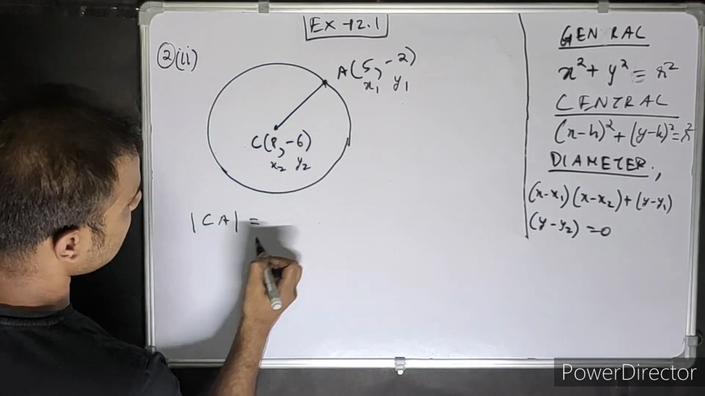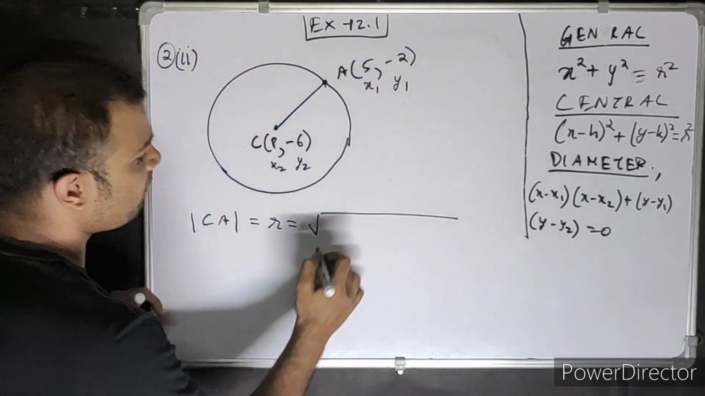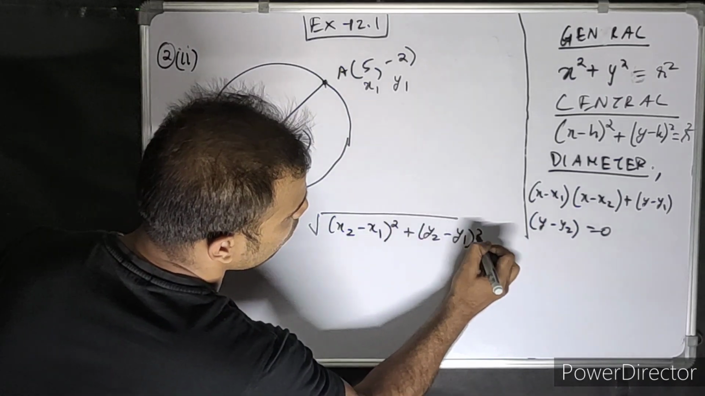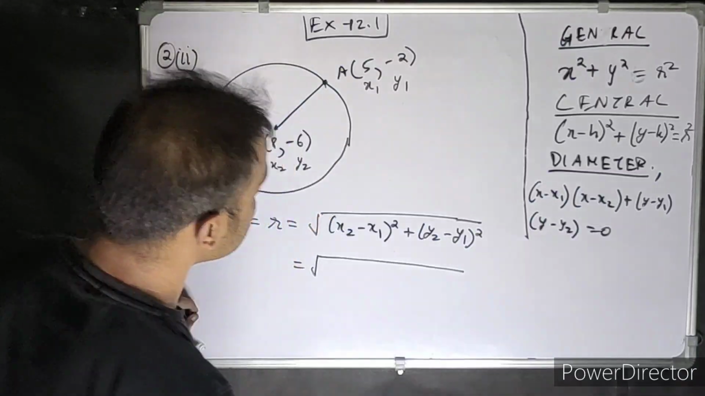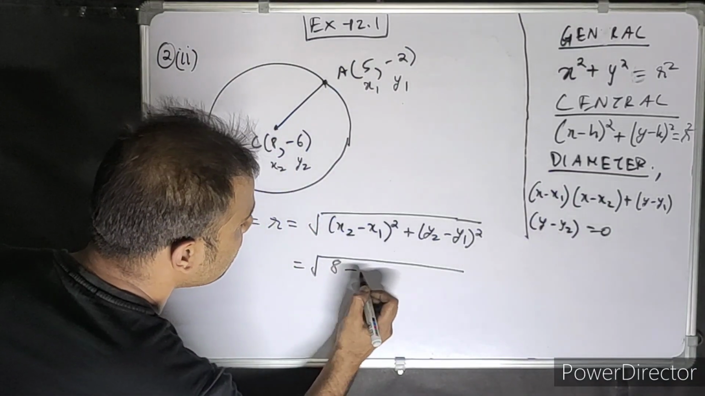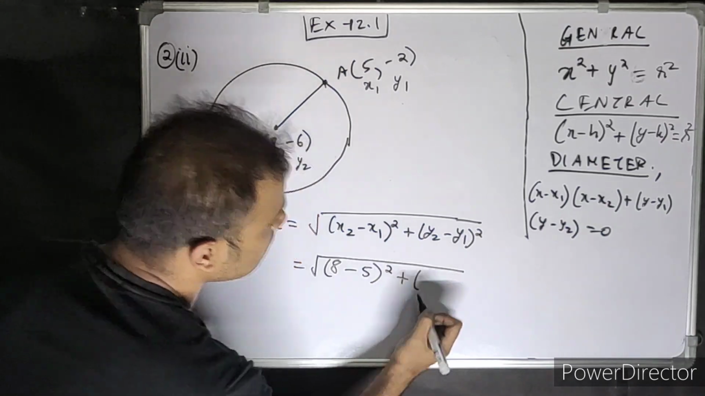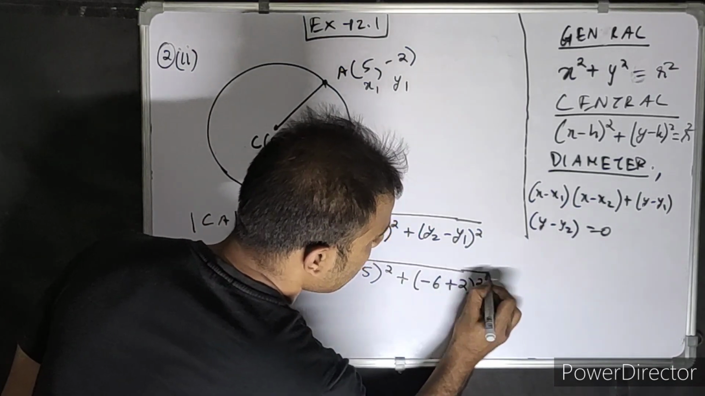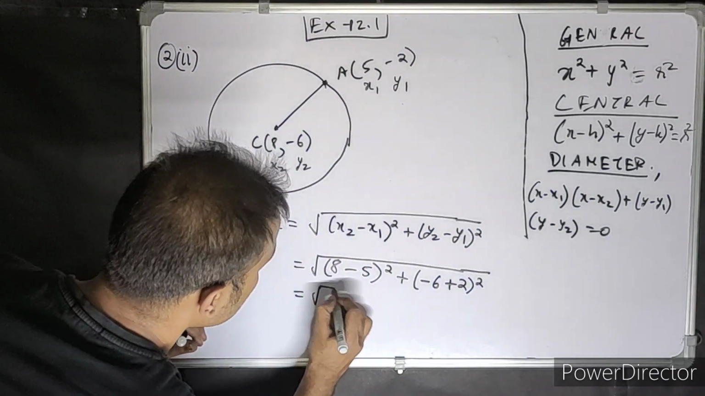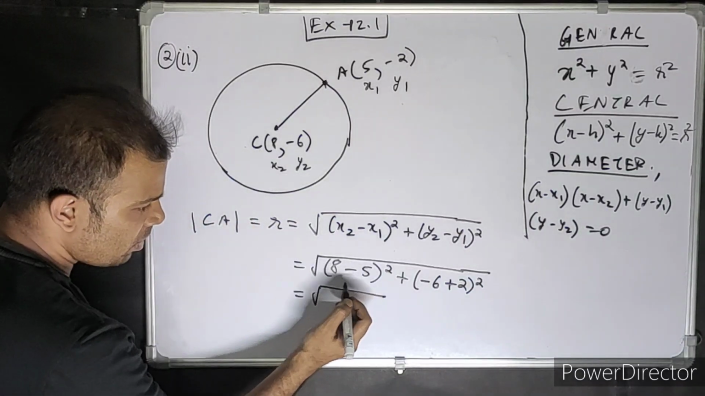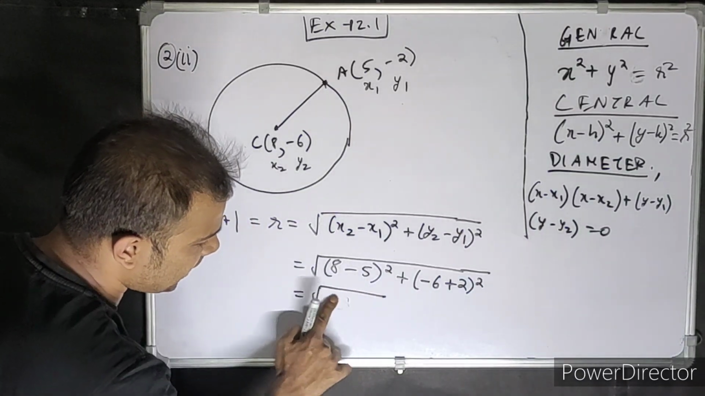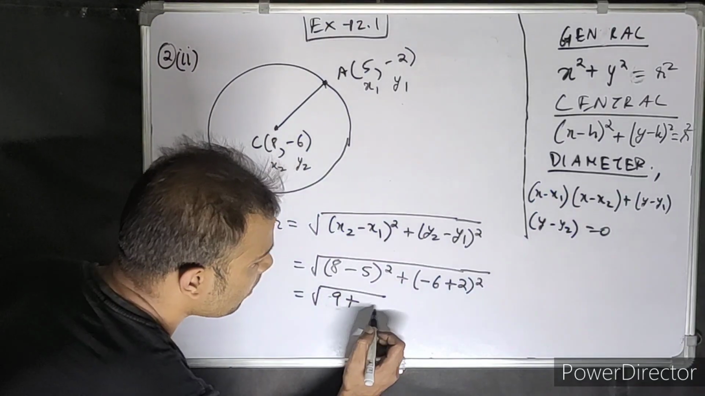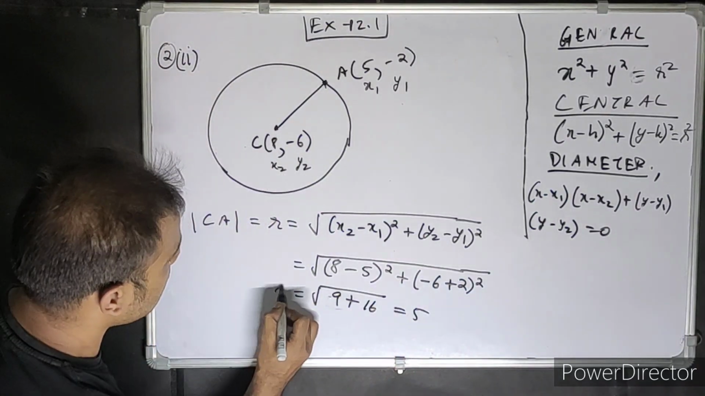So what is the radius CA, which is r, which is equal to root over of (x2 minus x1) whole square plus (y2 minus y1) whole square. So that is x2 minus x1, meaning 8 minus 5 whole square, plus y2 minus y1, meaning minus 6 plus 2 whole square. So that is going to give you root over of 8 minus 5 is 3, and 3 square is 9, plus minus 6 plus 2 is minus 4, minus 4 square is 16, that's again 5. Okay, that's the radius.